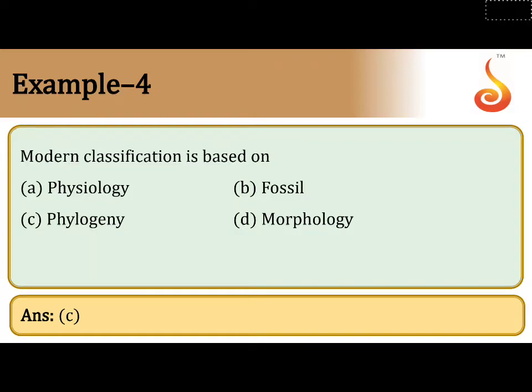Now, again a concept based upon a question. Example 4. Modern classification is based upon option A physiology, option B fossil, option C phylogeny, option D morphology. Here the answer is phylogeny because phylogeny means evolution. By this time you are very clear about this.